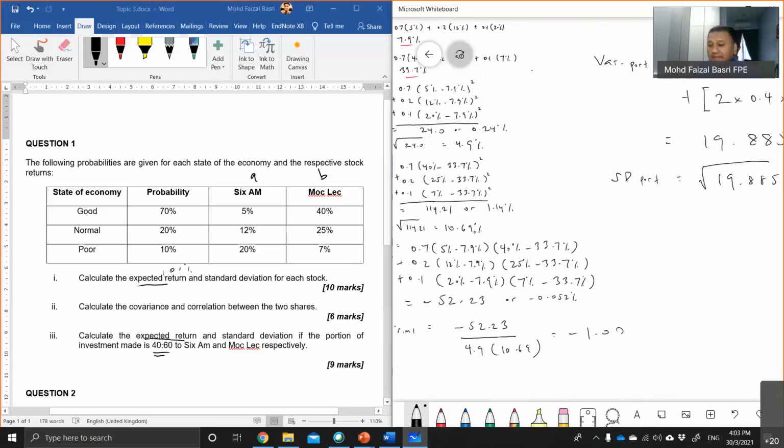Okay, so basically this is good, whereby this exercise can reduce the risk.